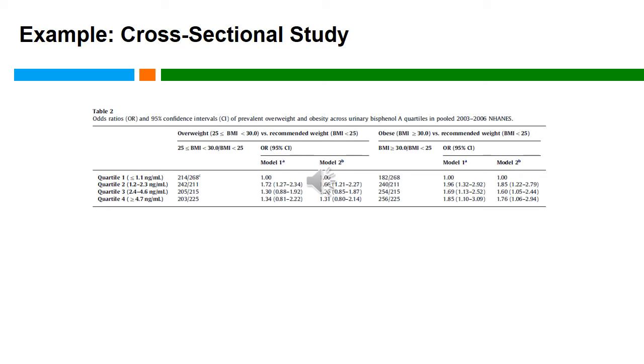And if you turn your attention to the right side of the table, the odds ratios that are being presented there are the odds of being obese compared to being the recommended weight by quartile of exposure. And you can see by the confidence intervals, not including 1, that there is a significant association between increasing concentrations of BPA exposure in urine and the odds of being obese.